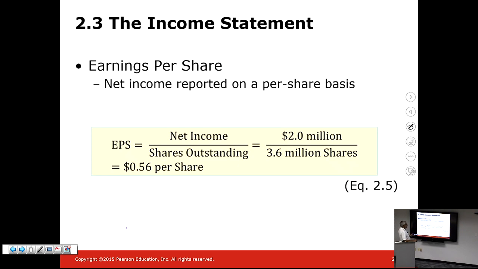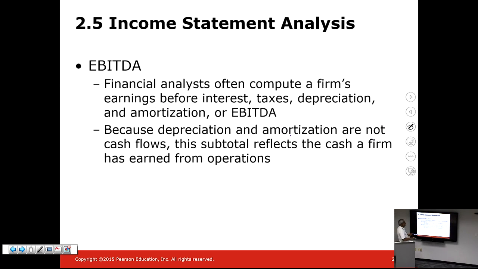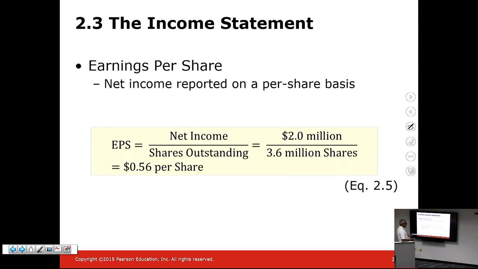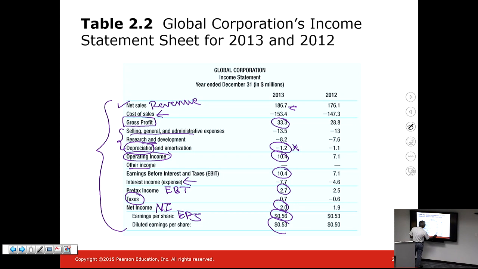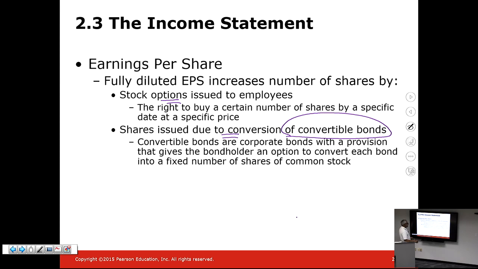So net income divided by shares outstanding gives us earnings per share. If there are any stock options, I'm not going to get into detail over here, or shares that can be issued due to conversion from convertible bonds, then our earnings can be further diluted by the presence of additional shares. And that's why you look over here, the diluted earnings per share are lower than the actual earnings per share, meaning that there could be some shares related to employee stock options or from conversions from convertible bonds.